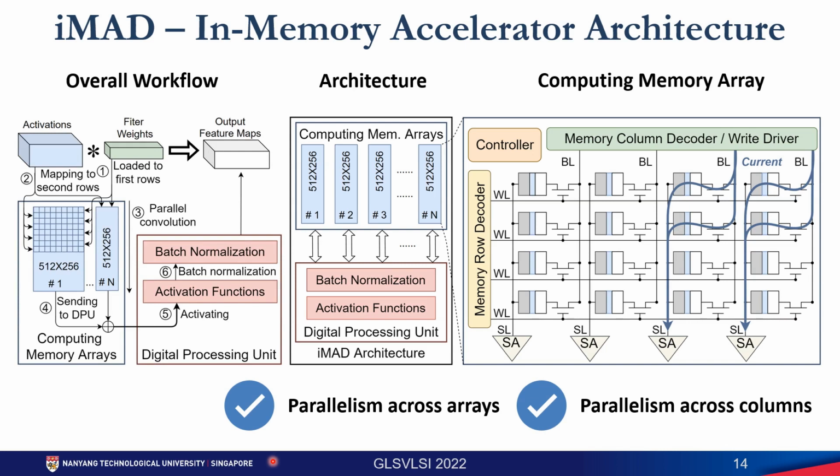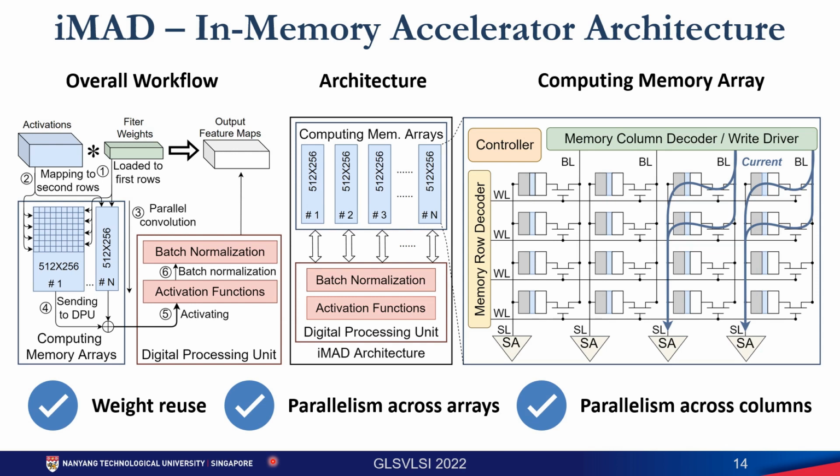The weights are loaded into the computing memory arrays before inference, and we only need to map the activations at runtime. Thus, we have good weight reuse. After mapping the activations, we conduct parallel convolution in the computing memory arrays. We send the convolution results to the digital processing unit for activation function and batch normalization.